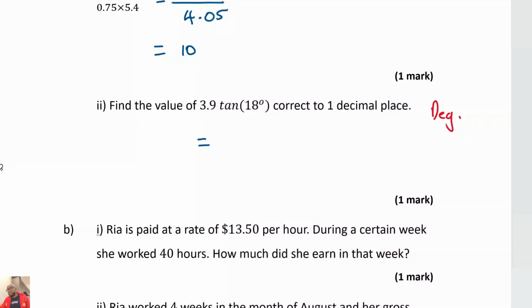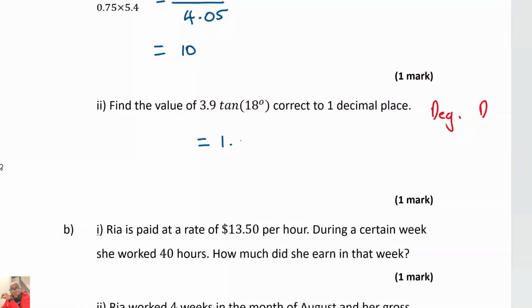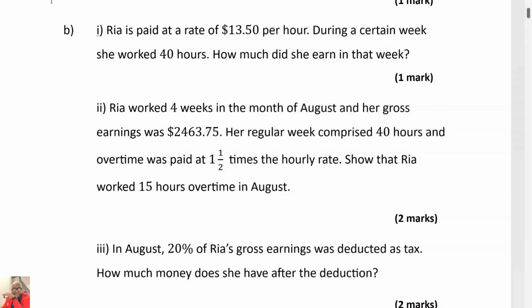Please make sure above the display you're seeing DEG, or some calculators just have a D. Right? Make sure your calculator is on degrees. What are we getting here? To 1 decimal place. 1.3. Everybody good there? All right, let me go to the wages question.